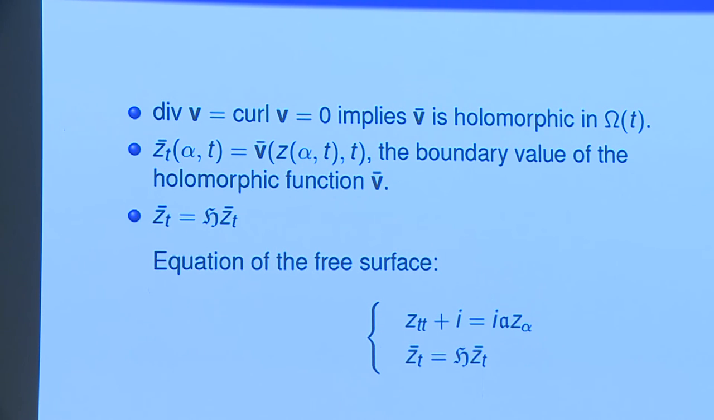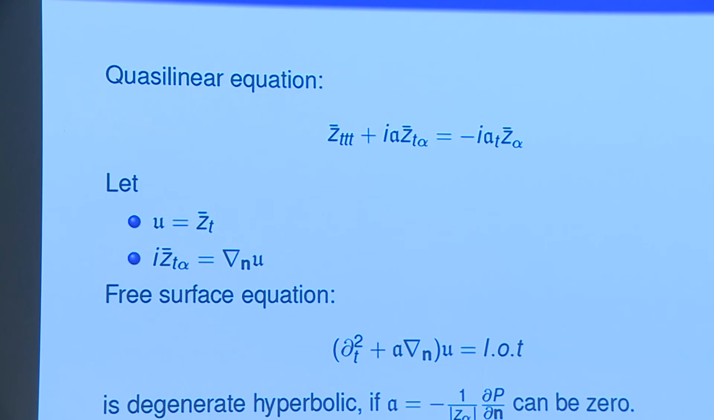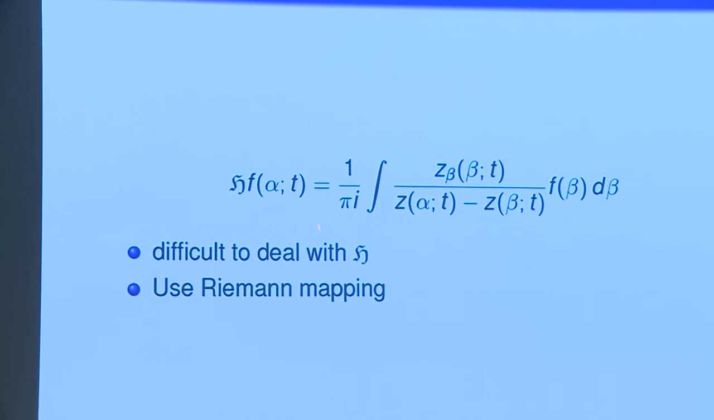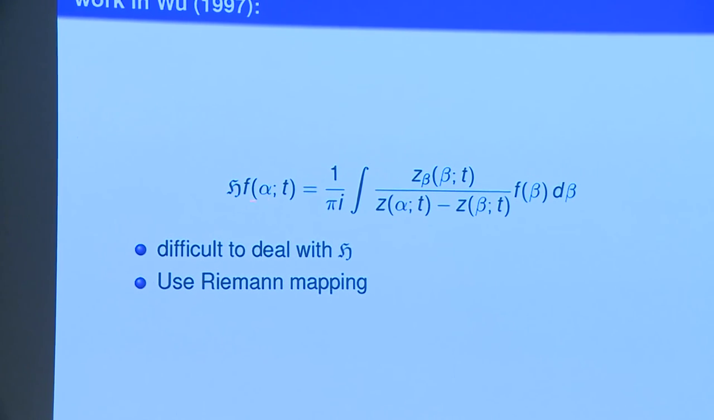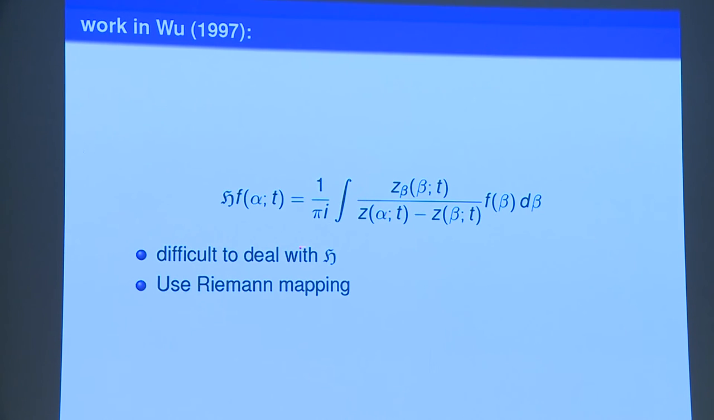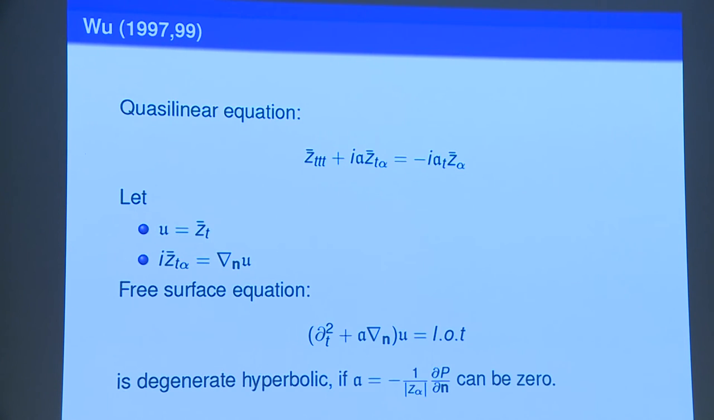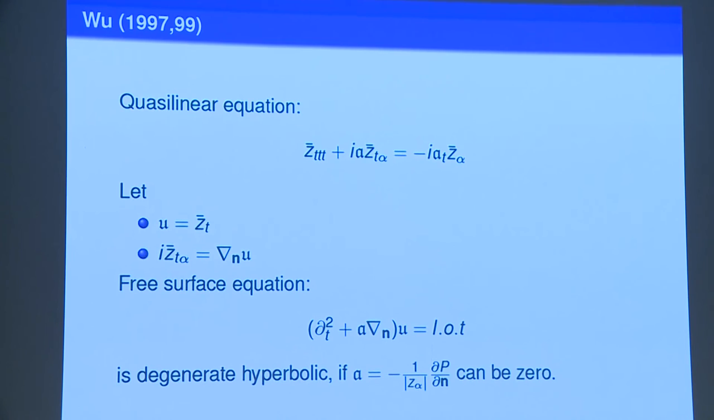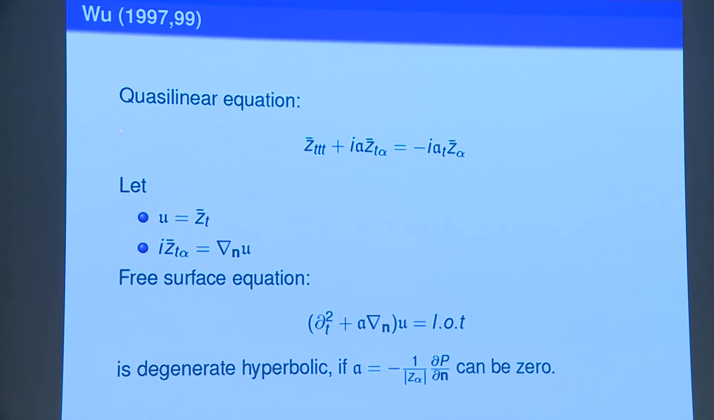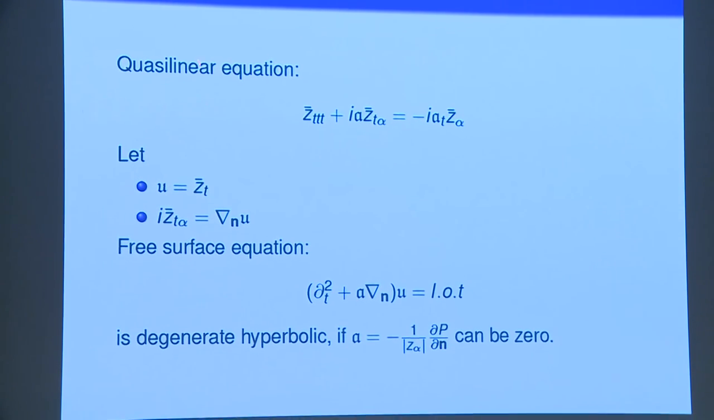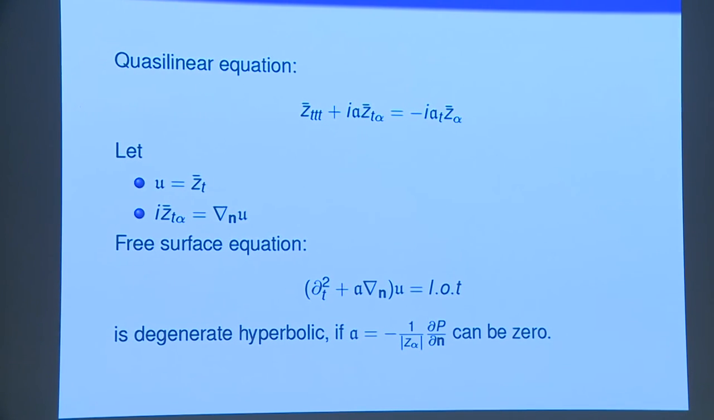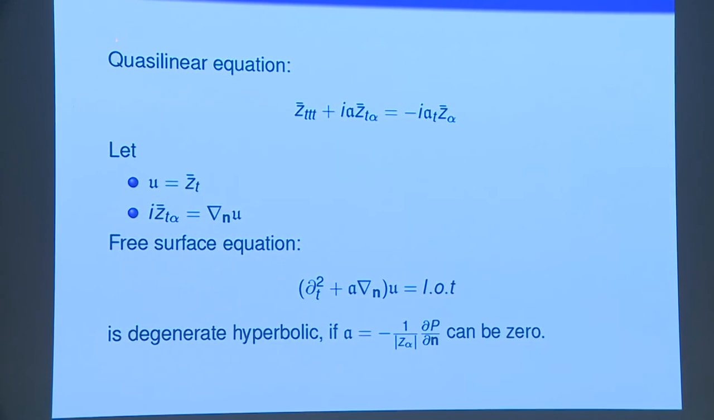And here I will show you the difficulty of not using the Riemann mapping. This Hilbert transform is written like this. The difficulty is you have the unknown in the denominator. It's just too nonlinear to understand. That's why we use the Riemann mapping in the first paper, just to understand this. But this quasi-linear derivation was one version of '99, after we understood the 2D case in '97 using the Riemann mapping.